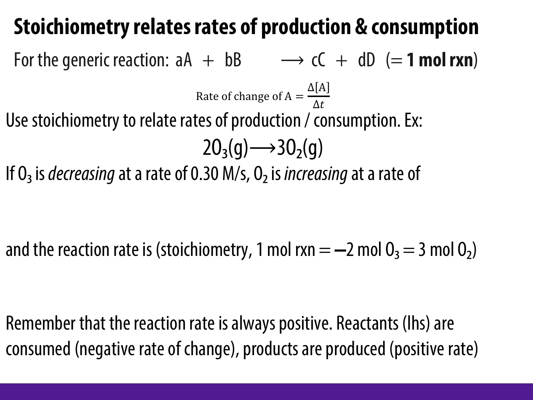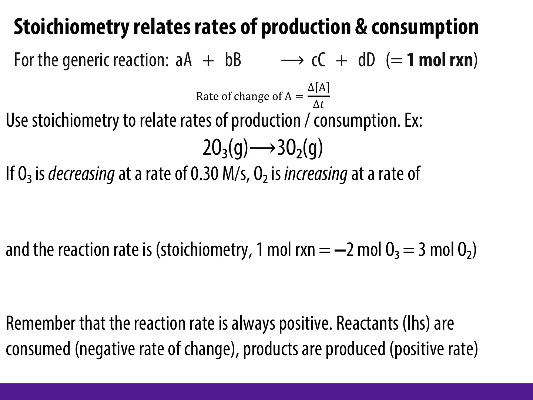So in our example, we have 2 O3 being decomposed into 3 O2 molecules. If O3 is decreasing at a rate of 0.3 molar per second, O2 is increasing at what rate? Well, since O3 is a reactant, it's no surprise that O2 as a product is increasing at a certain rate. Just knowing that reactants are consumed, products are produced.